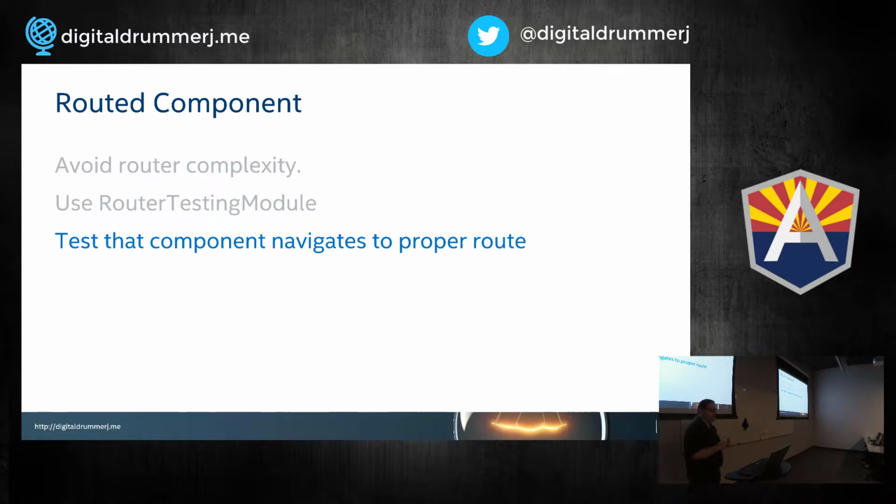But it allows us to test that our component actually navigates to the proper routes. So make sure our router links actually have the route set up that we think, and make sure that when we click on them, whether it's a link or a button that's going to navigate us somewhere, that it actually went to where we thought and the location got updated.